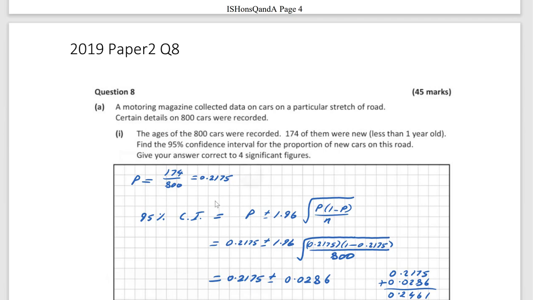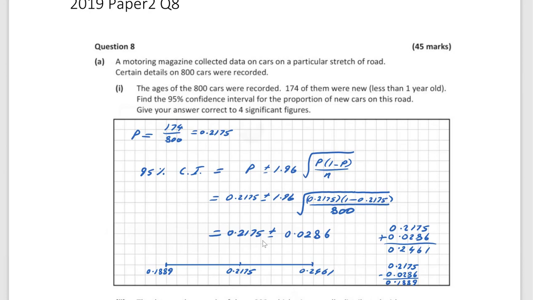So if we use our p hat here, I suppose this should be p hat, strictly speaking, given the proper notation. The sample proportion is 0.2175 plus or minus 1.96 times the root of, and you sub in your p hat as well here, the same number subbed in over and over again, over the sample size, which is 800. And you get an end result of plus or minus 0.0286.